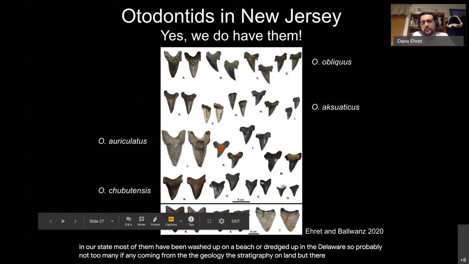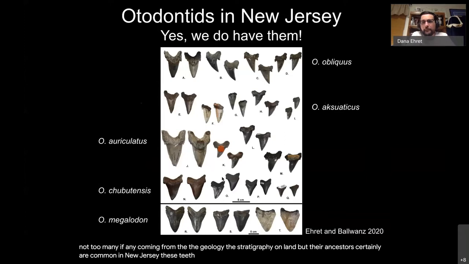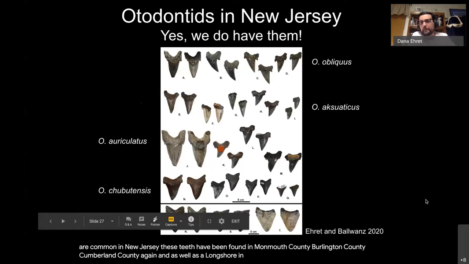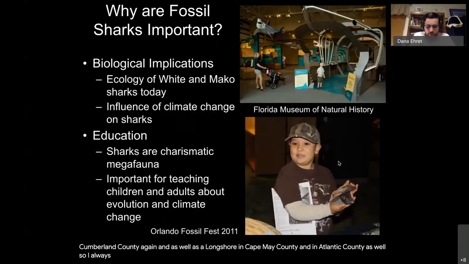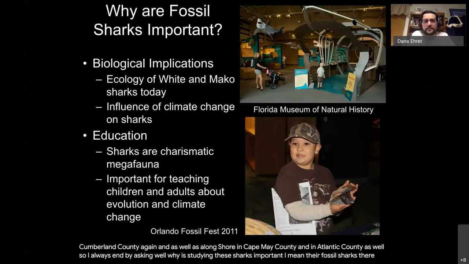These teeth have been found in Monmouth County, Burlington County, Cumberland County, again, and as well as along the shore in Cape May County and in Atlantic County as well. So I always end by asking, well, why is studying these sharks important? I mean, they're fossil sharks, they're extinct. Why are they so important?